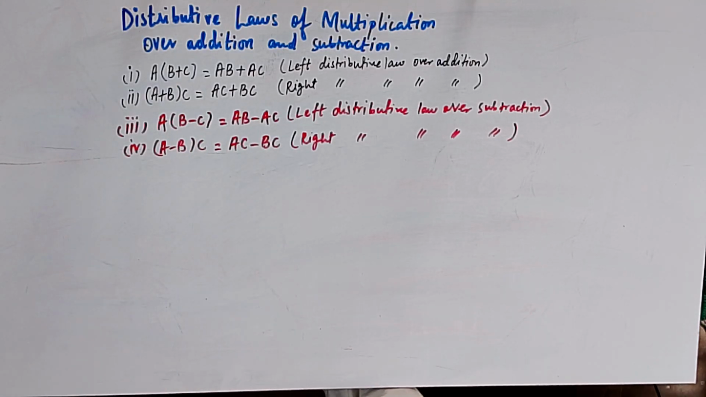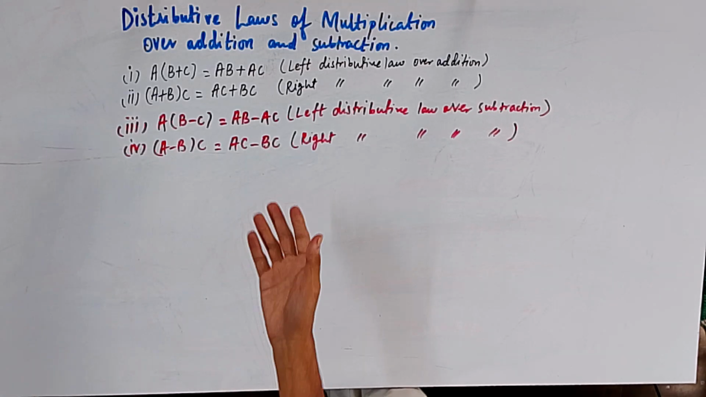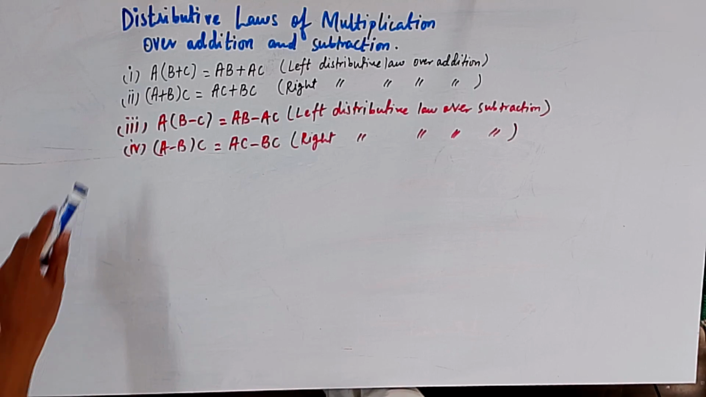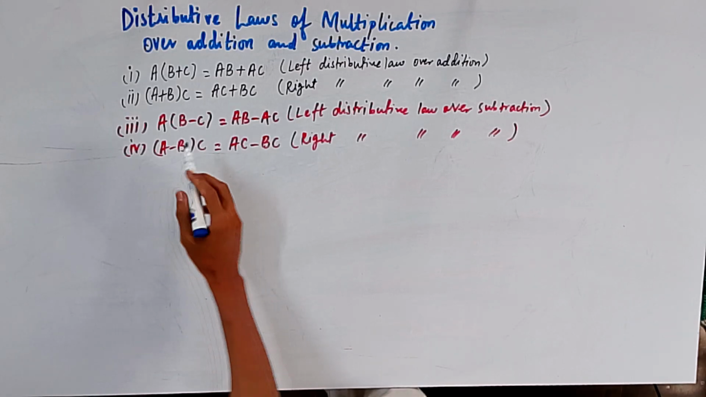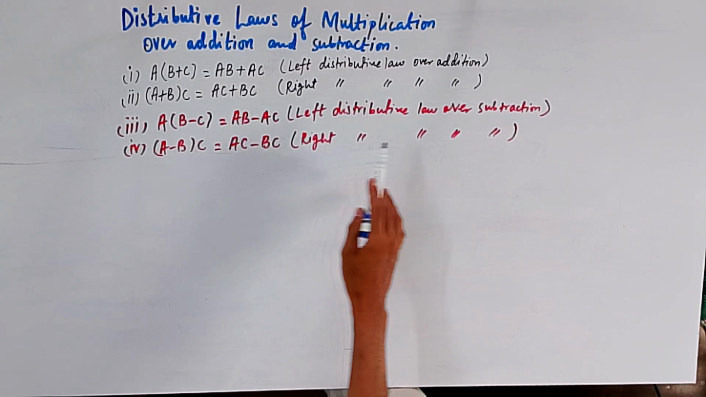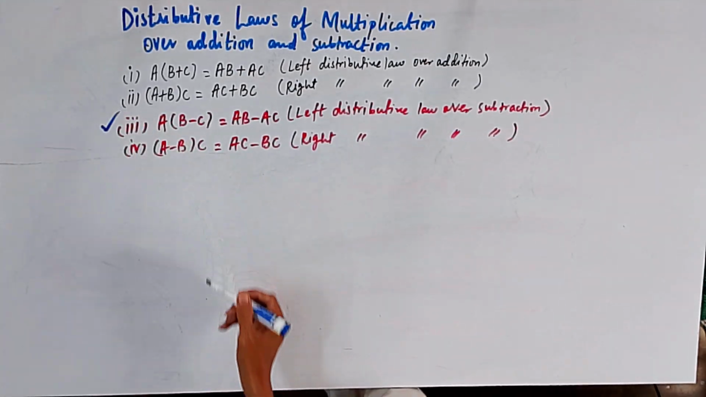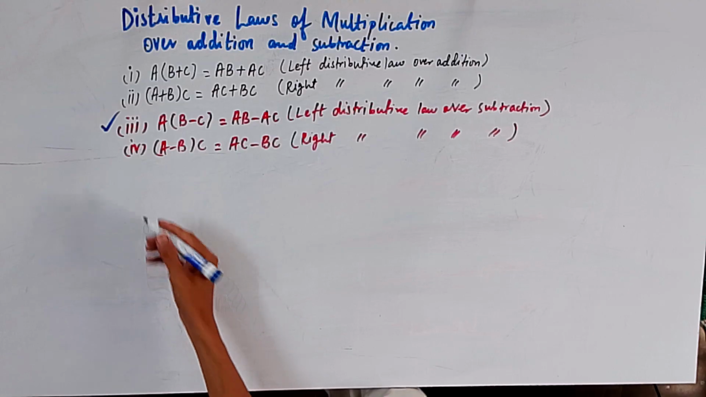So what will we do? You all know how to multiply, you all know how to add, so we will take any one of them and we will prove that, and the remaining one you can do by yourself, and for any query you can ask us. So let's take the example of the third one, this one, distributive law over subtraction, left distributive law over subtraction. We are doing this one over here right now, and the remaining one you can do by yourself as practice.